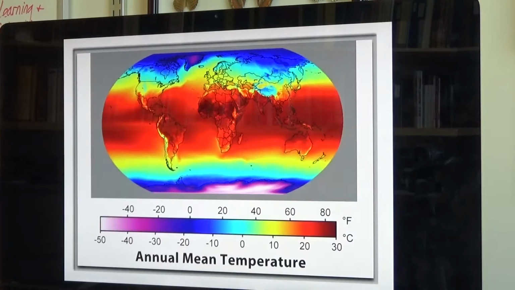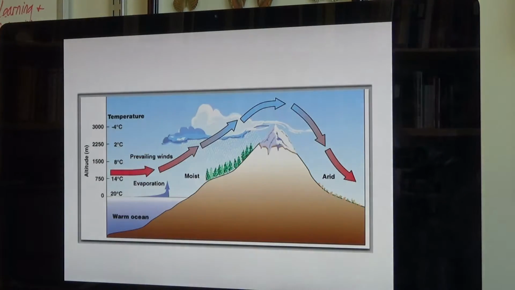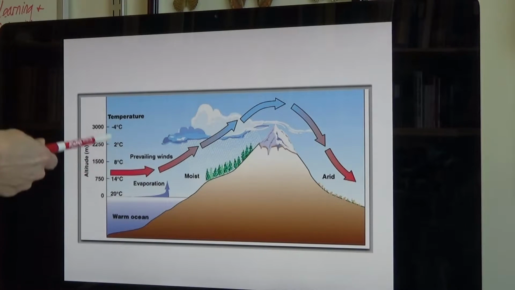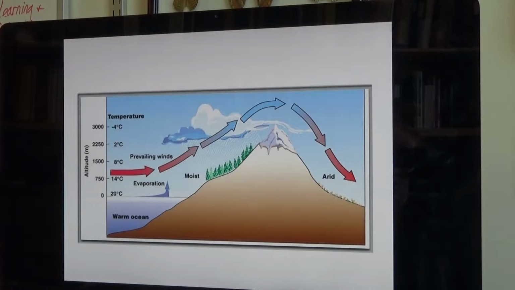However, this is the same issue. You can use this same slide, and students should notice that as you go up in elevation, your temperature cools down. So Mount Whitney obviously is a lot higher than Sacramento, California, and so you get cooler temperatures.